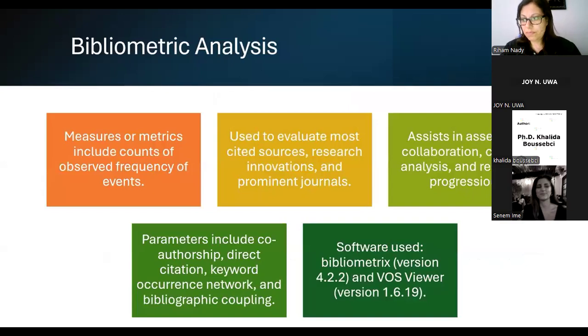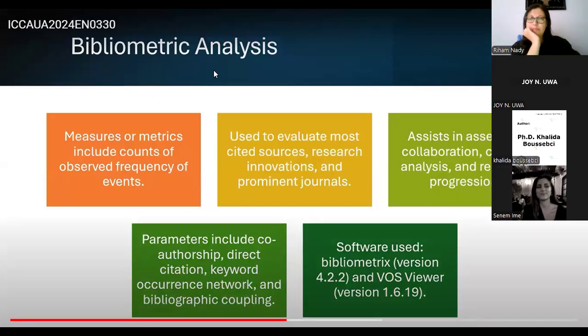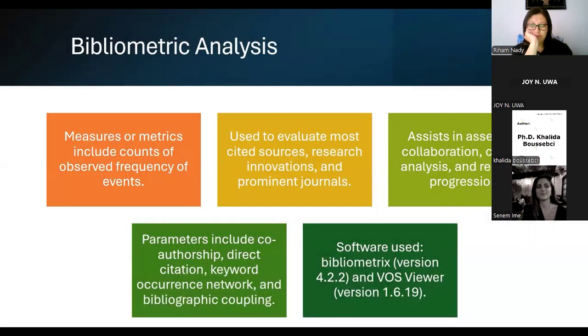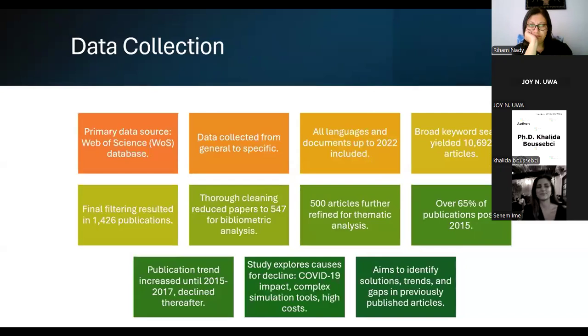And for bibliometric analysis, it helps us to measure metrics, count, and observe frequencies in this particular field of research. We try to check direct citation, keyword occurrences, what keywords are common in this particular field, and then authors that have collaborated and affiliations that have collaborated, to see what the dominant research in this particular field is.